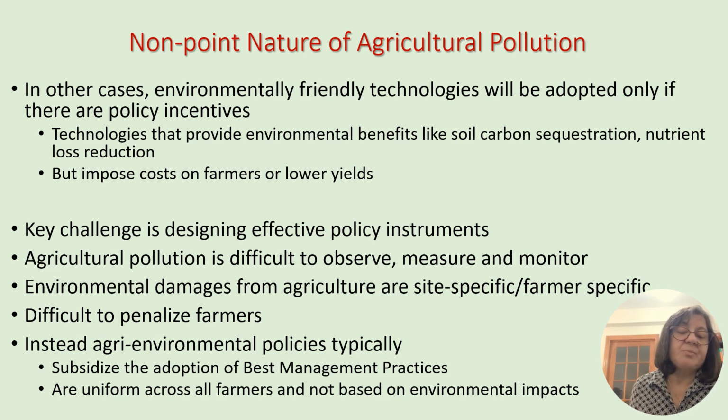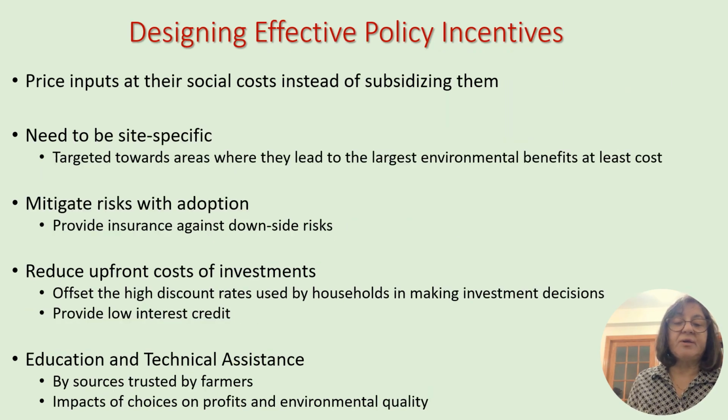Therefore, because environmental impacts cannot be attributed to farmers, it is difficult to penalize farmers. And instead, most environmental programs have typically tended to subsidize adoption of practices rather than basing these rewards or penalties on the performance or the amount of pollution that is being generated. And so these practice-based payments tend to be uniform across all farmers. They're not based on environmental impacts. They're not targeted towards where they can actually lead to the highest benefit of environmental improvements at lowest cost, and therefore they tend to be relatively ineffective.